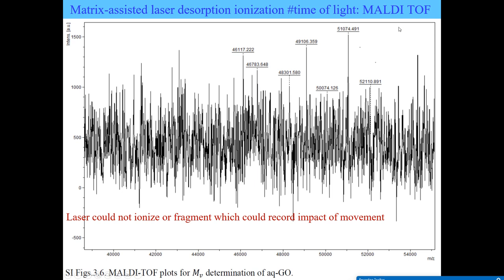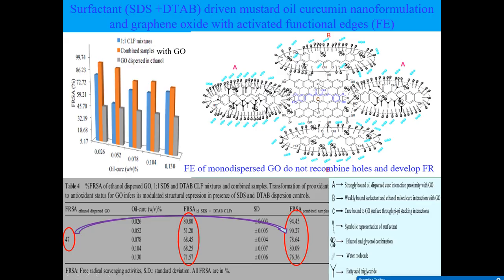And we know MALDI-TOF very well, matrix assisted laser desorption ionization, time of flight, because whatever species are fragmented, they go to the sensor, that's why it is called time of flight. So we found no distribution pattern, no fragmentation pattern, because GO sheet is very strongly bound, all constituents are together. So MALDI-TOF could not give the molecular weight of the GO, while the viscometer has given this molecular weight.